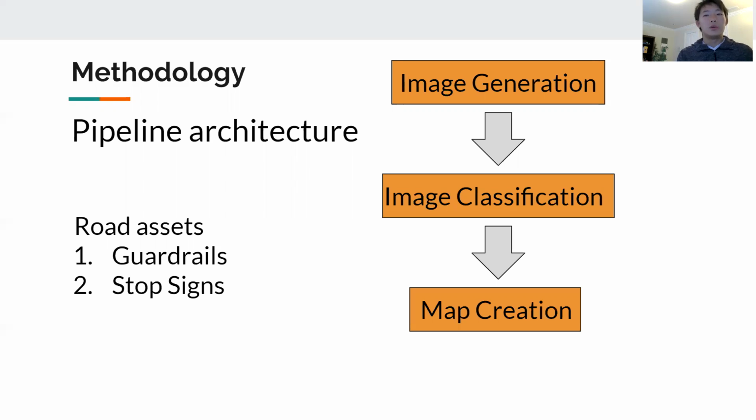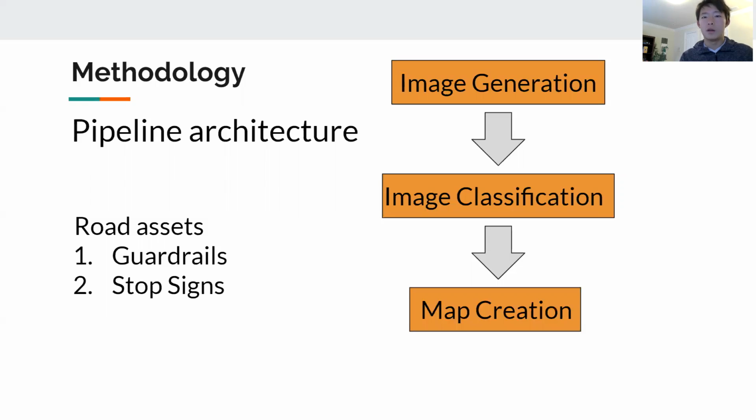My methodology was to develop pipelines to create maps. This pipeline had 3 segments: an image generation part, an image classification part, and a map creation segment. The pipeline was applied to guardrails and stop signs. The purpose of the image generation part was to generate a large data set of roadside images. For example, if the pipeline was being applied to guardrails, the data set would contain both images containing guardrails and not containing guardrails. These geotagged images would be labeled for the model to train itself on.